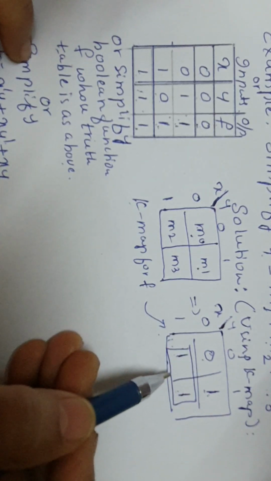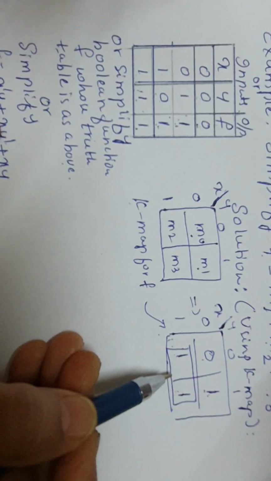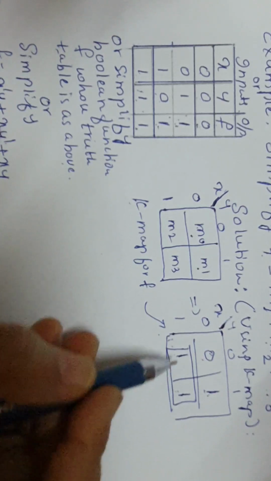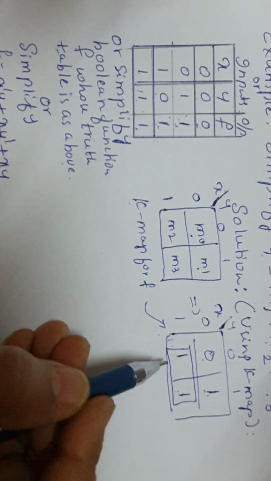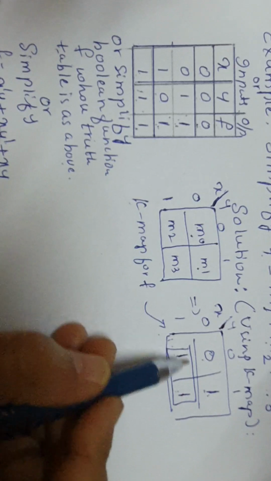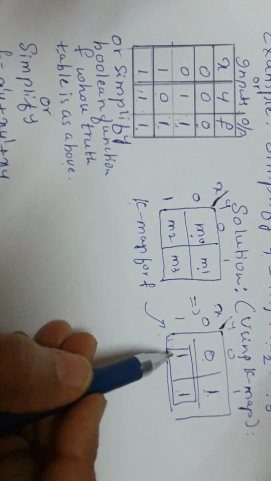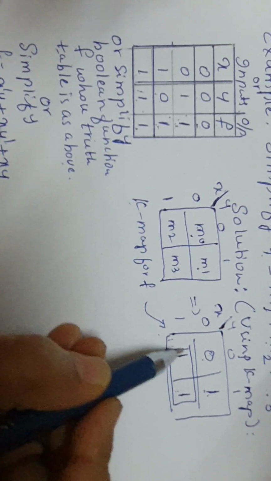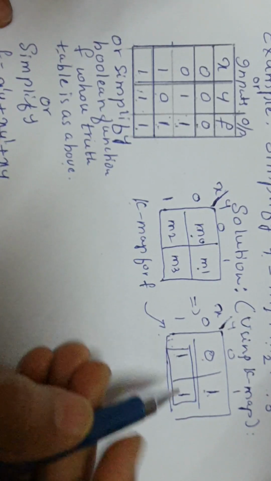All the 4, do we have ones? No. Hence a group of 4 or quad cannot be made here. Then we have to go for a group of 2. In that sense we have drawn this, the shape being either rectangle or square. This diagonal we cannot do.